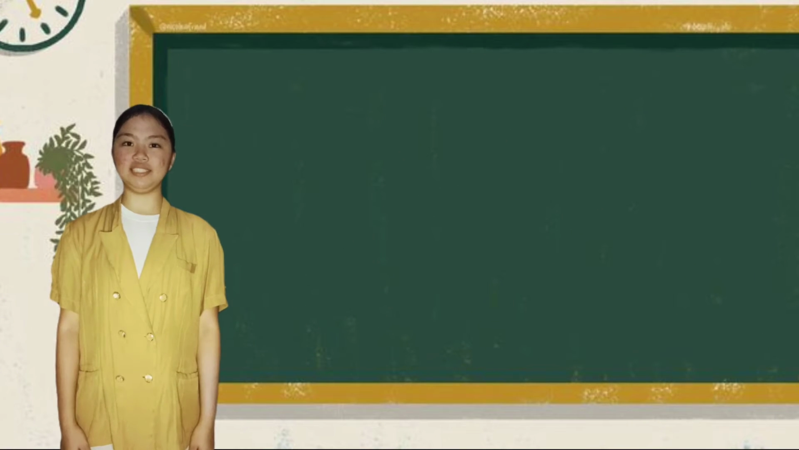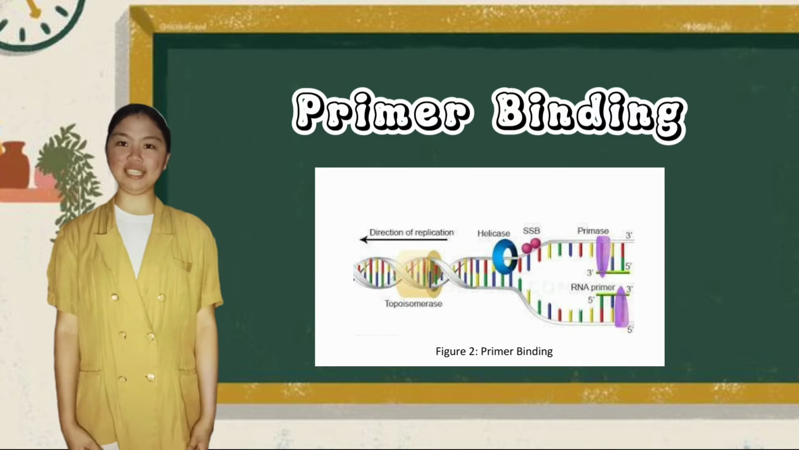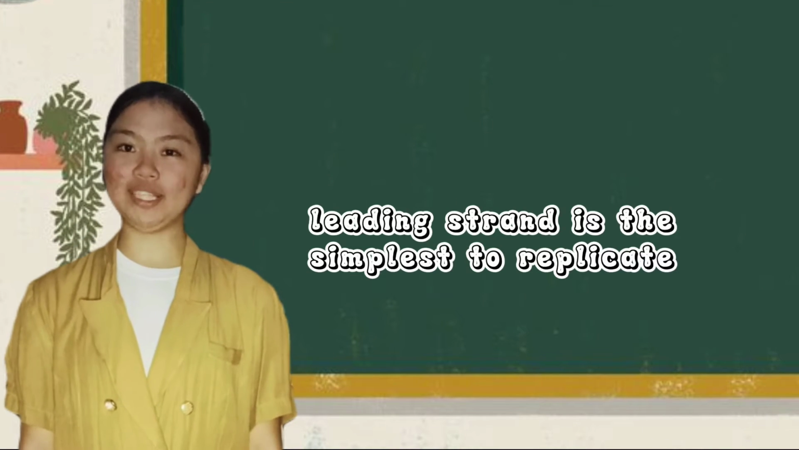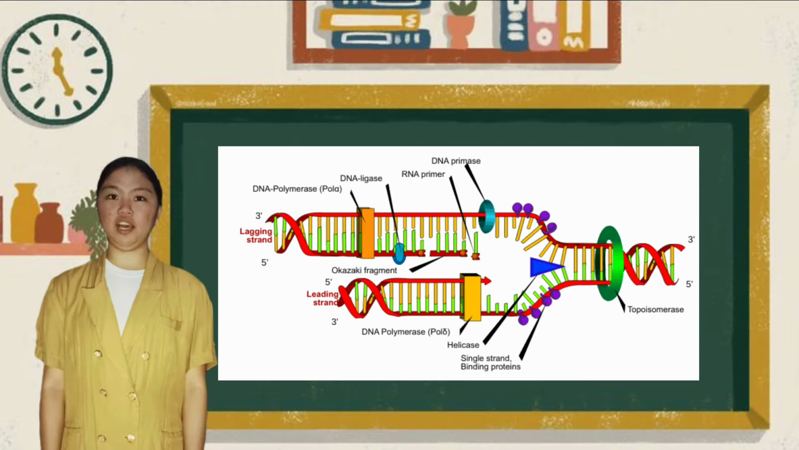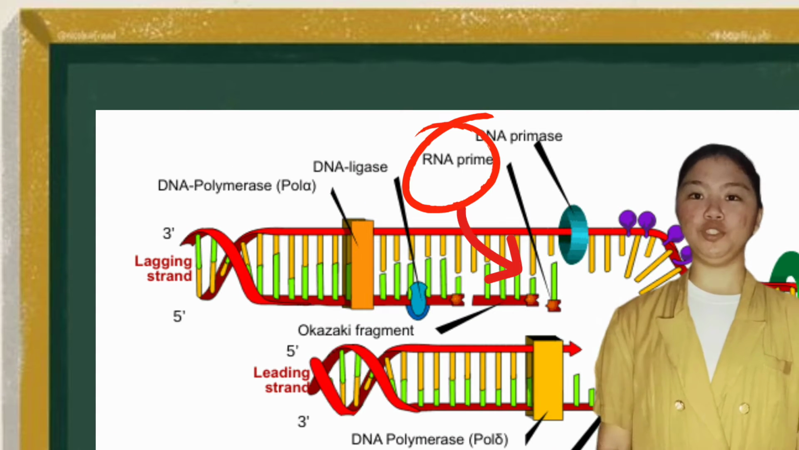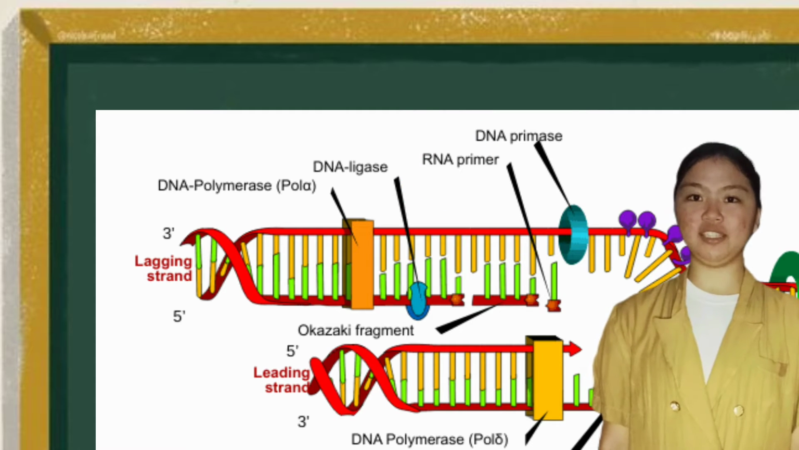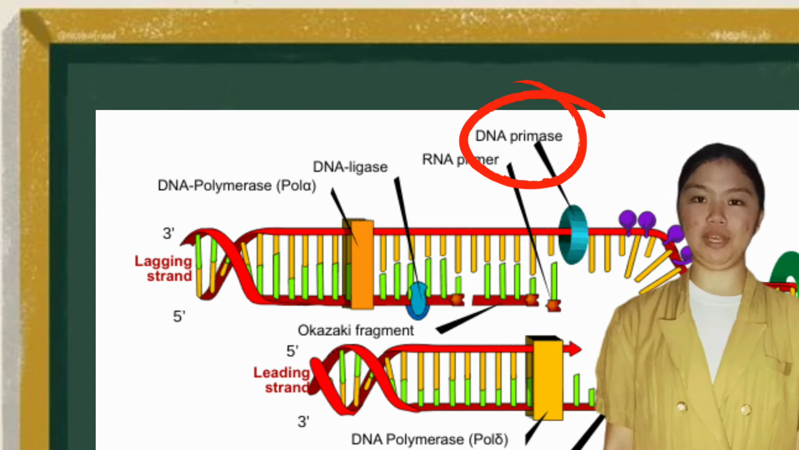The second step is what we call primer binding. In this step, the leading strand is the simplest to replicate. Once the DNA strands have been separated, a short piece of RNA called a primer binds to the 3' end of the strand. The primer always binds as the starting point for replication. Primers are generated by the enzyme DNA primase.